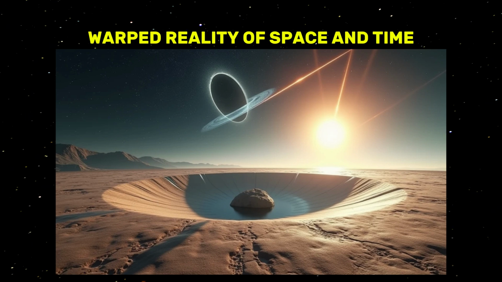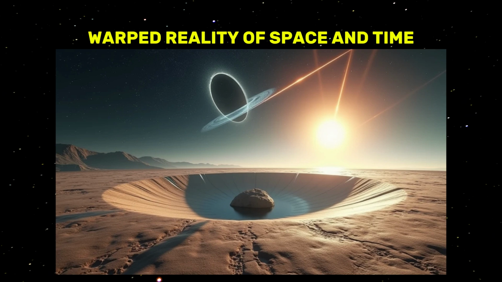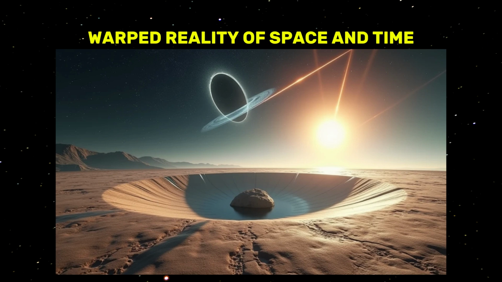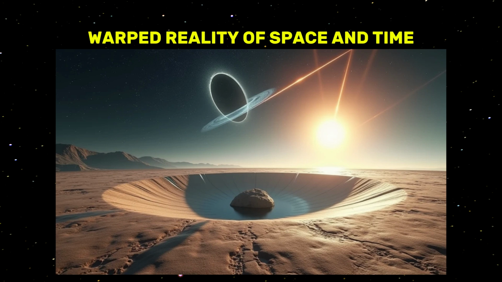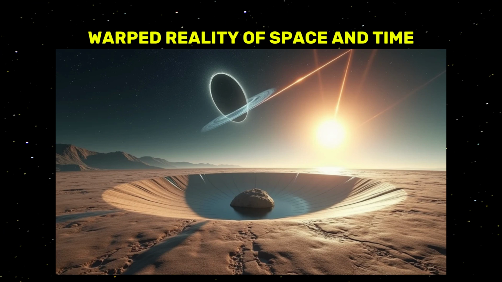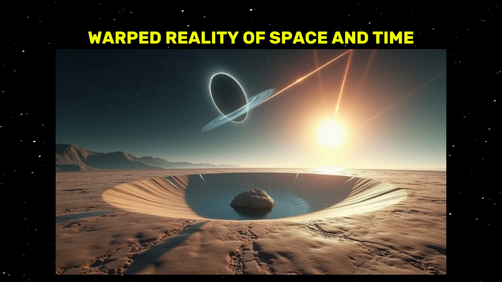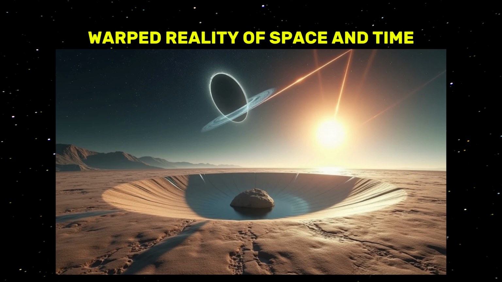This bending of the ground offers a metaphor for how space and time behave around heavy objects, as explained in Albert Einstein's groundbreaking concept, the theory of general relativity. This theory revolutionized the way we view the universe by offering a radically new explanation for gravity and reshaping how we perceive space and time.